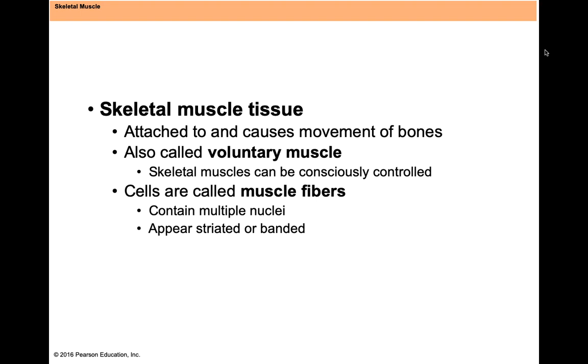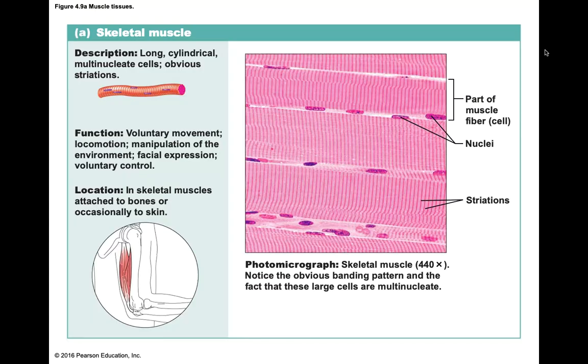Okay, the skeletal muscle tissues, the cells are called muscle fibers here. So the cells are kind of long, elongated cells. That's why they're called muscle fibers. They can contain multiple nuclei and they appear to be striated or kind of like stripy or banded. So here's what we're talking about. Skeletal muscles. So this is actually a picture of the banding patterns that you can see in our skeletal muscles.